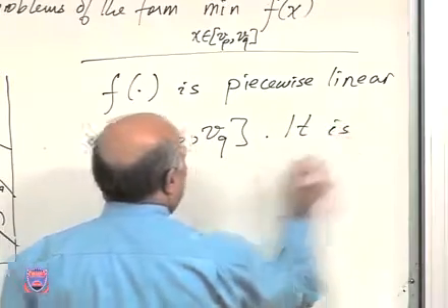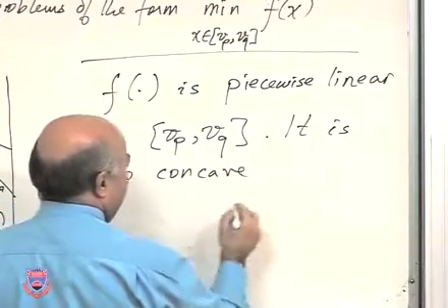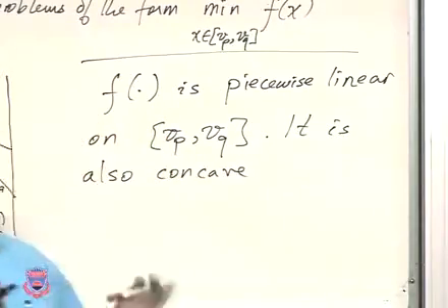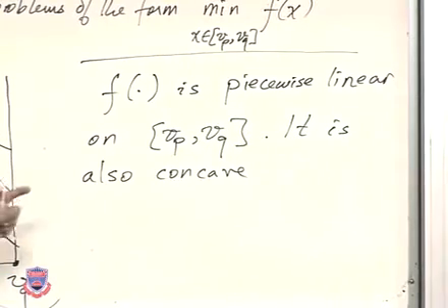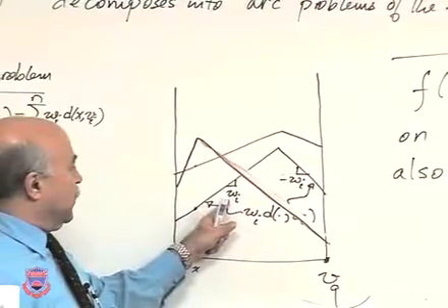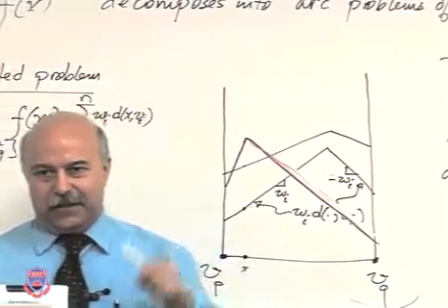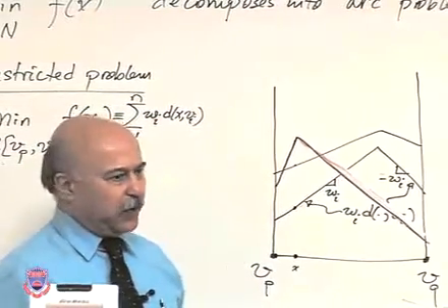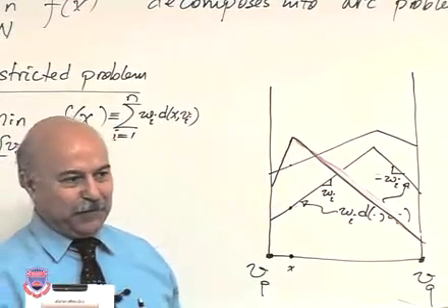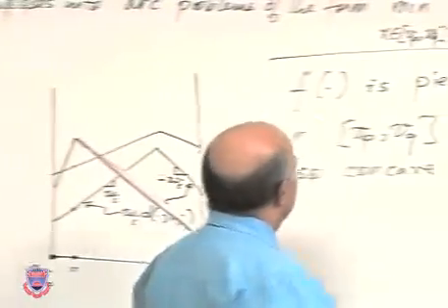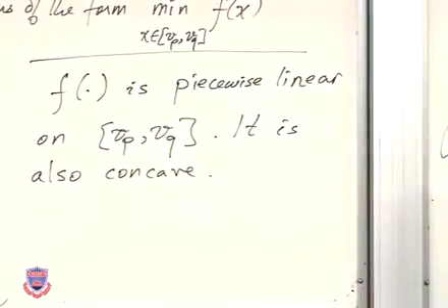It is also concave because the sum of concave functions is concave. By the way, a positive number times a concave function is always concave, okay? The weights do not change the concavity property. If you allowed negative weights, things would be different, so please be careful with that. So it is also concave since the sum of concave functions is concave.